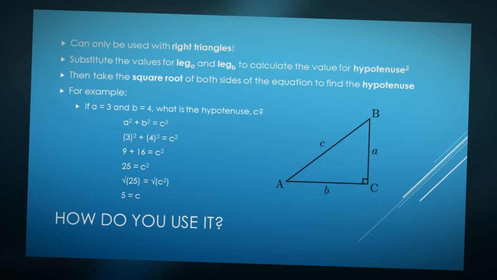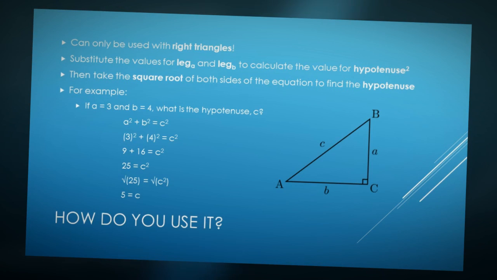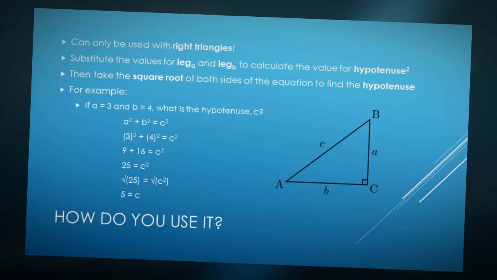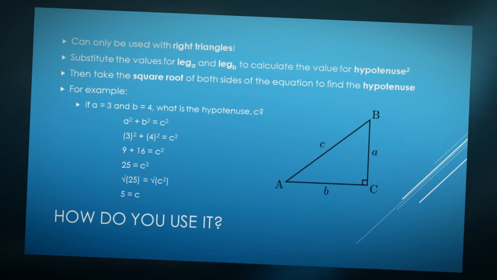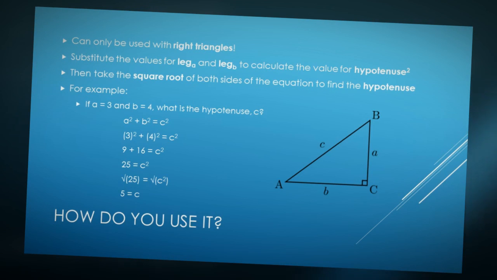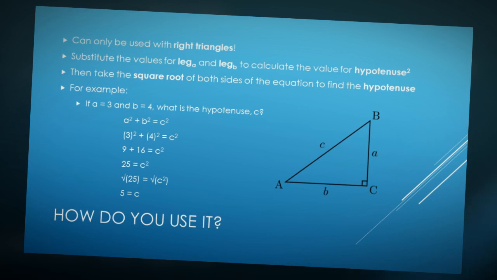For example, let's say a equals 3 and b equals 4. What is the value of the hypotenuse, c? Write the actual equation down first. A squared plus b squared equals c squared. Then substitute the values for a and b. 3 squared plus 4 squared equals c squared.